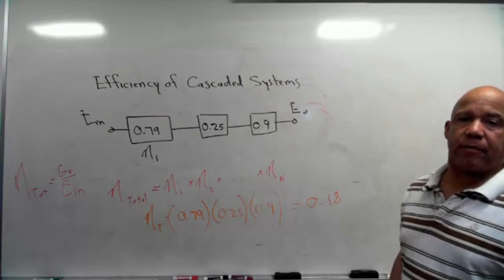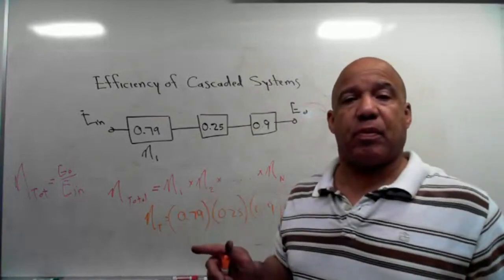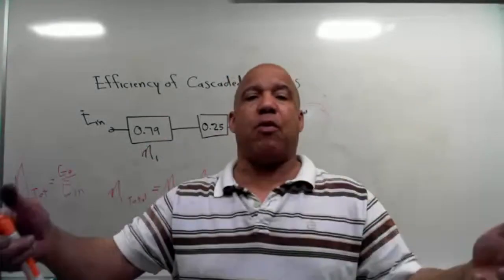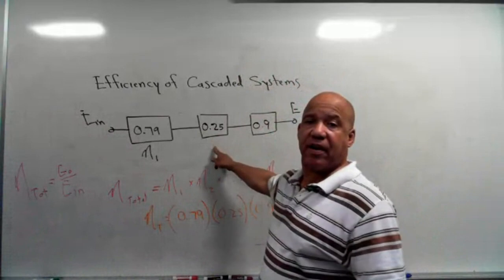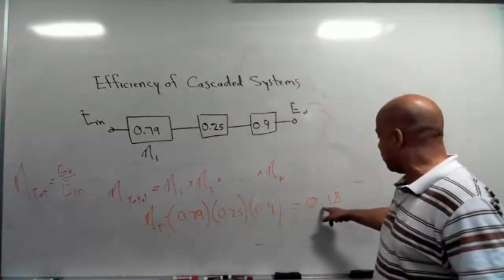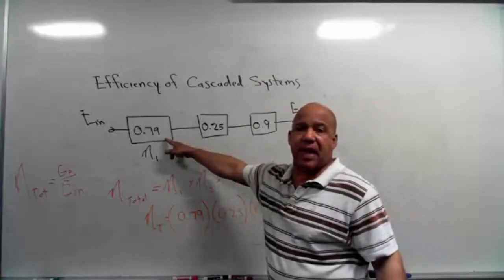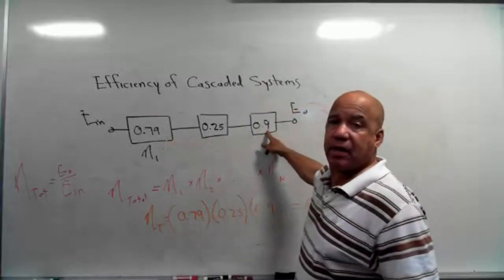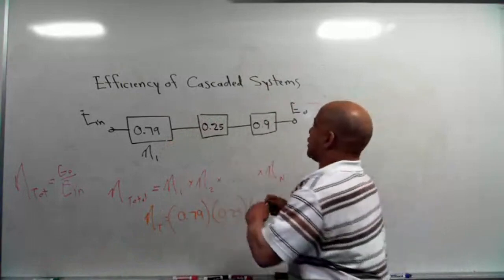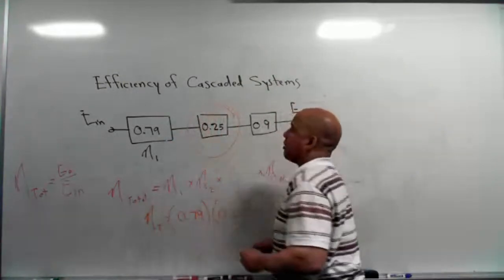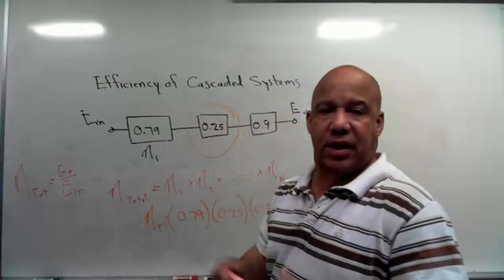You see what's going on here? When you multiply decimal numbers, then the product is always less than the smallest number. So my product had to be less than 0.25. My overall efficiency is 0.18, 18%. And the lowest one, this is really high. That's 79%. That's 90%. But the overall is way down at 18% because of this right here. And that'll always be the case. This would be like the weakest link in the chain, right?